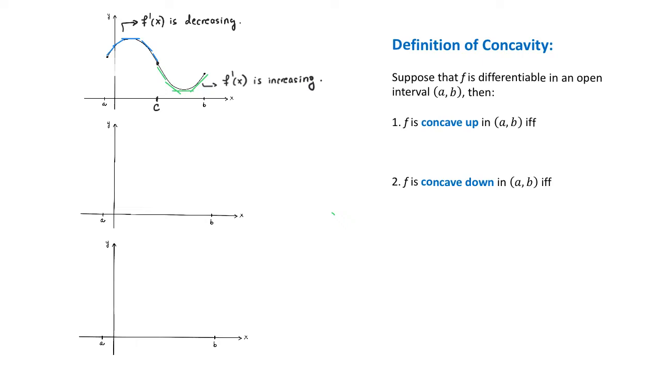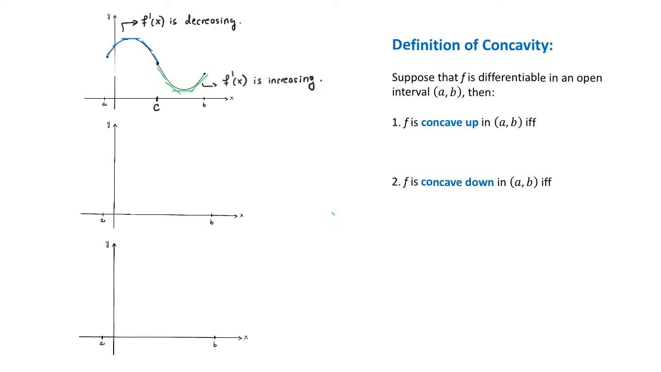And if you remember, we said that this part of the graph seems to be concave down, and this one is concave up. And what we have noticed is that concave down relates to the first derivative decreasing in that interval, and concave up relates to the first derivative increasing in that interval. And this is exactly what the definition is going to tell us.